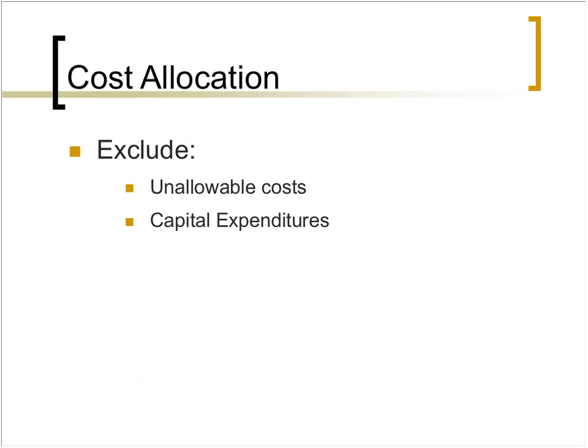Things that are specifically excluded from indirect costs are unallowable costs and capital expenditures. Unallowable costs and capital expenditures are direct costs, but ones that may or may not be allowed to be charged to federal projects.